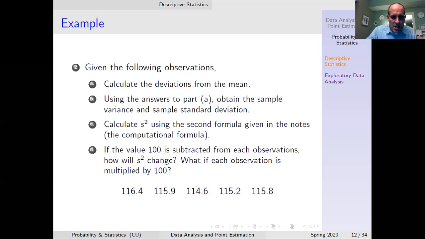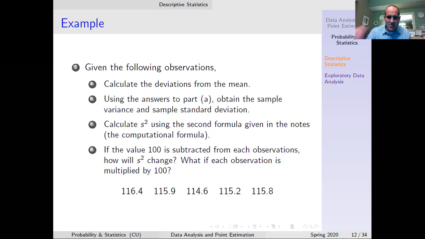Given the following observations, calculate the deviations from the mean. So deviations from the mean just means you compute the mean, and then you take each data value and take the difference between them, and then we're going to square things so that we can compute the sample variance and sample standard deviation.